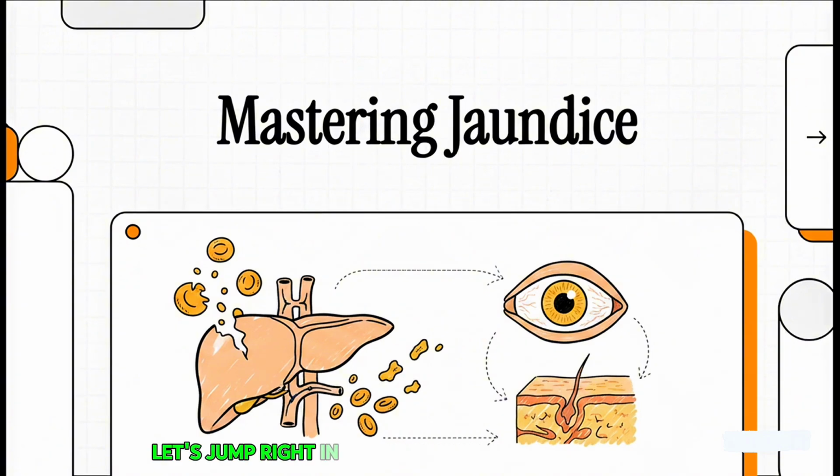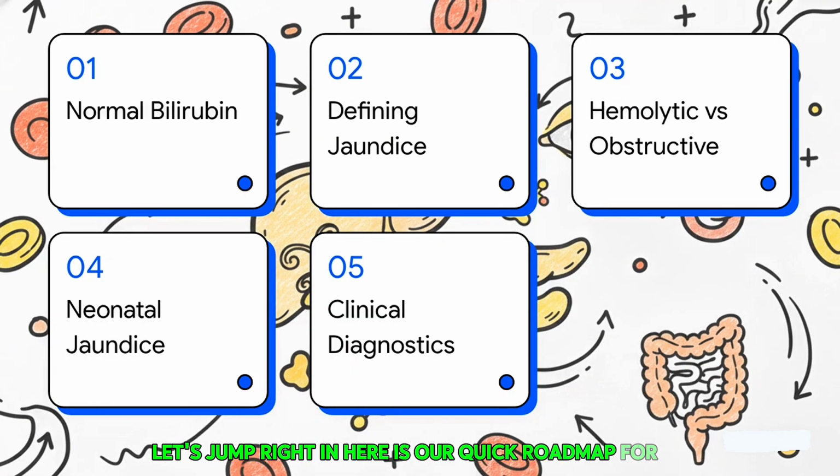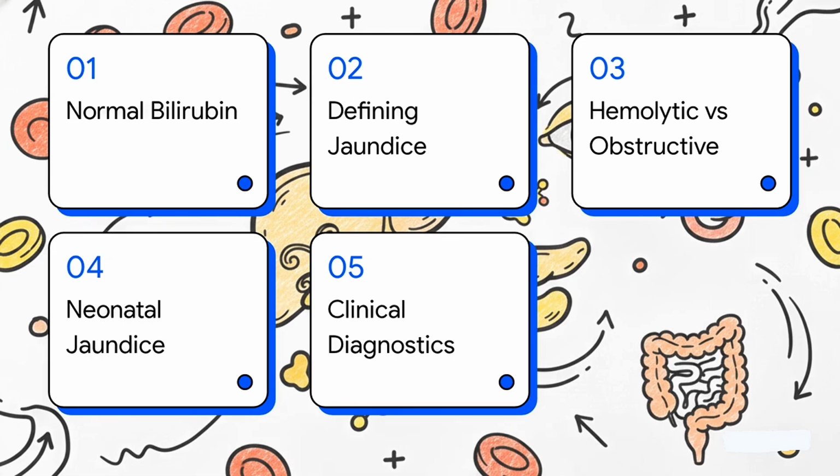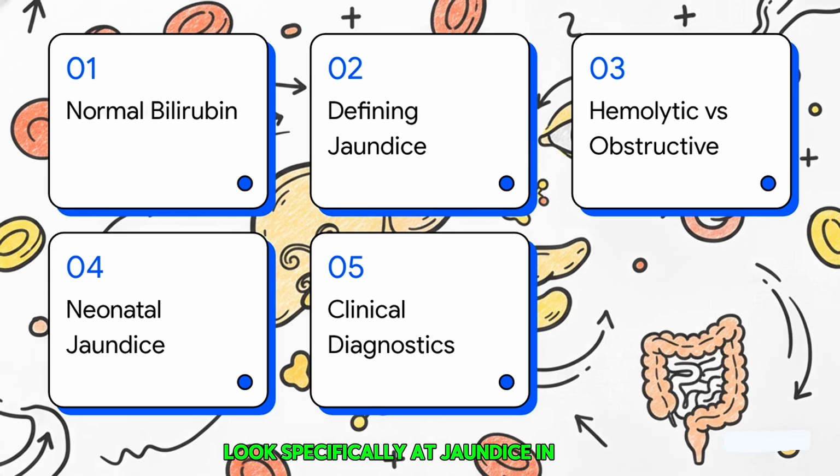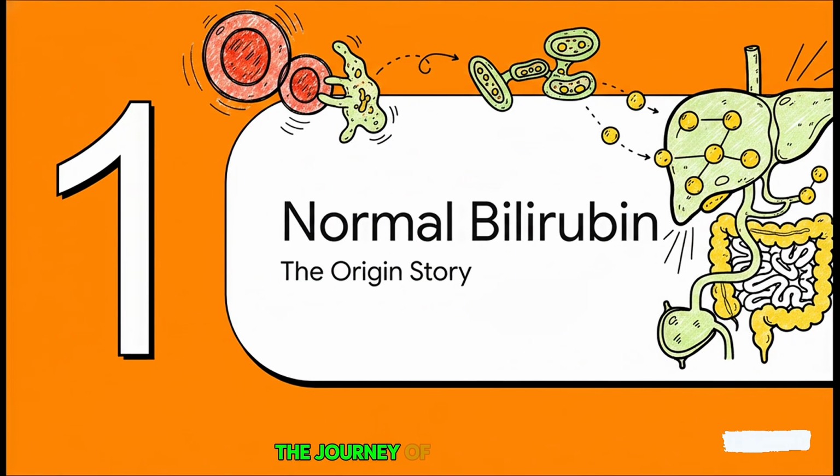Let's jump right in. Here is our quick roadmap for today. We'll start with the journey of normal bilirubin, then officially define jaundice. After that, we'll compare hemolytic versus obstructive pathology, look specifically at jaundice in neonates, and finally wrap up with clinical diagnostics. Section 1. The journey of normal bilirubin, the origin story.